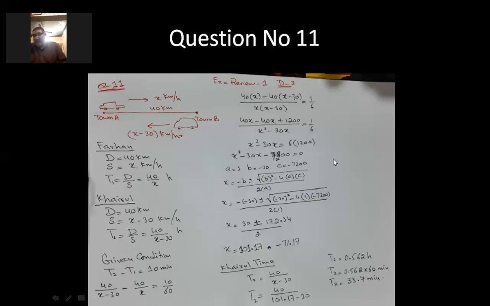Then the fourth part is solve the equation X square minus 30X minus 7200 equals 0, giving both your answers correct to 2 decimal places. Find the time taken by Khairul to travel from town B to town A. Okay, so here you got that equation. The equation will be X square minus 30X minus 7200 equals 0. So a is 1, b is minus 30, c is minus 7200. So I will apply the quadratic formula.